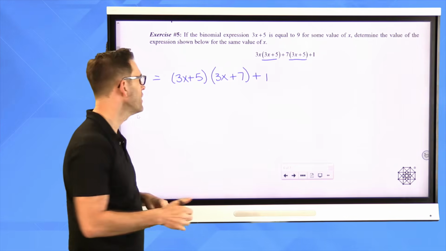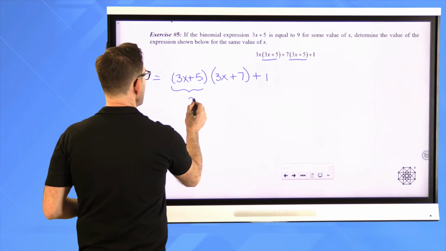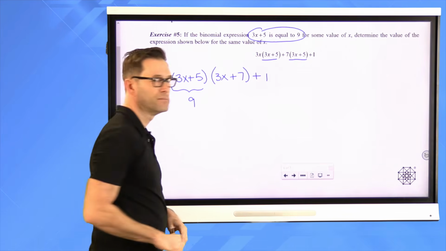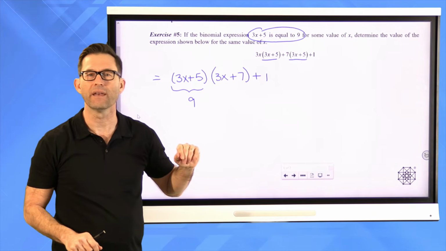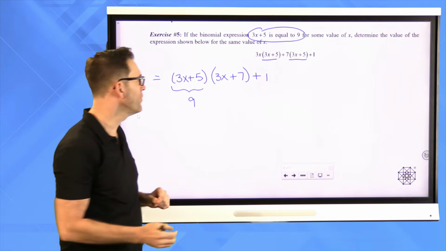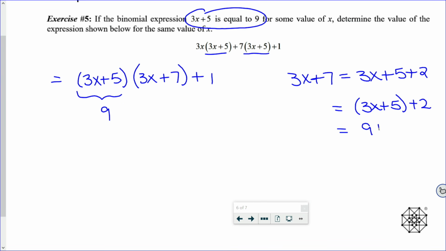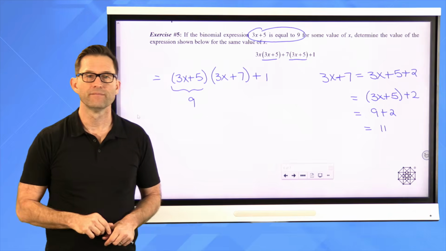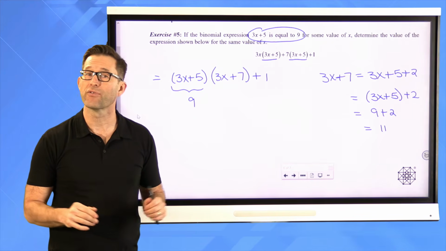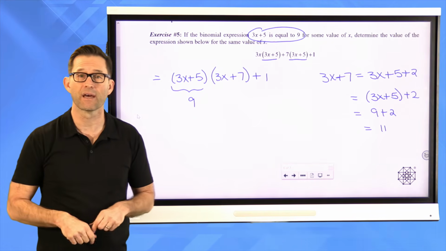All right, now keep in mind that I know 3x plus 5 is equal to 9, right? I know that. There it is. So that's equal to 9. What would 3x plus 7 be? Well, keep in mind that 3x plus 7 is 3x plus 5 plus 2, and that's 9 plus 2. So 3x plus 7 must be equal to 11. If 3x plus 5 is equal to 9, 3x plus 7 must be just 2 larger. That's got to be equal to 11.